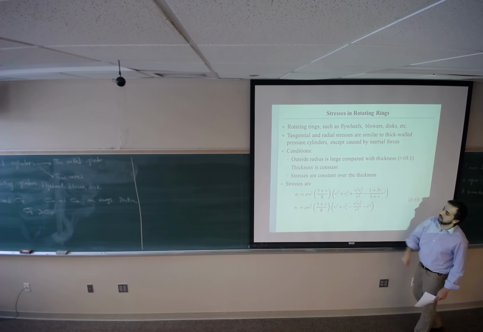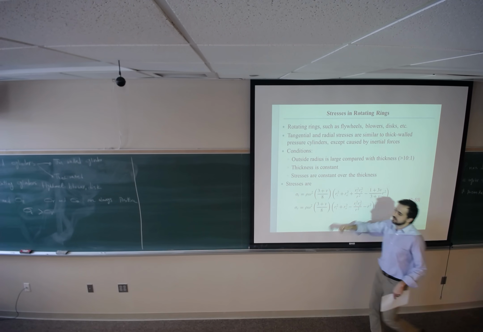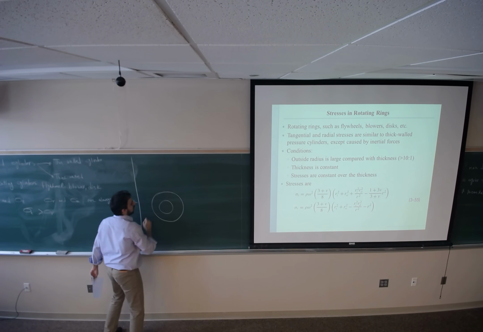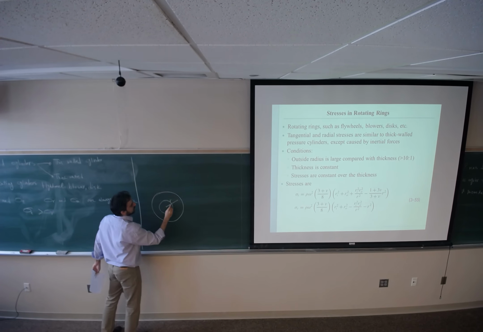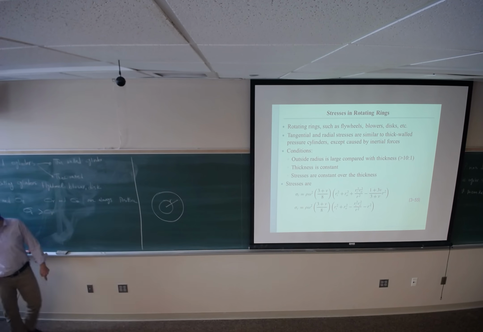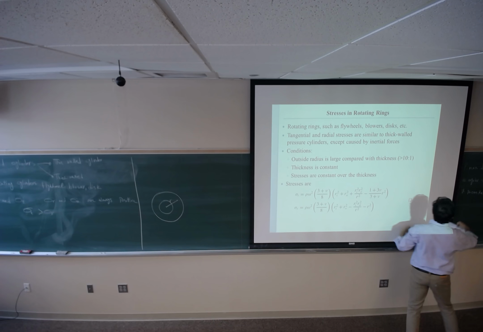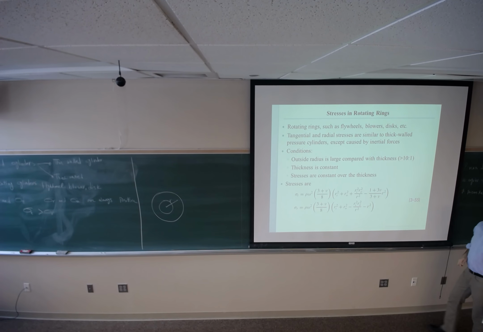R is the radial distance of the point that you are looking for its stress. So if this is the cross section of the cylinder, and you are looking for the stress at this point, whatever the radial distance is should go there. And I just have another mu, which is the Poisson ratio, 3 plus mu times r squared. So it's going to give me the tangential stress.